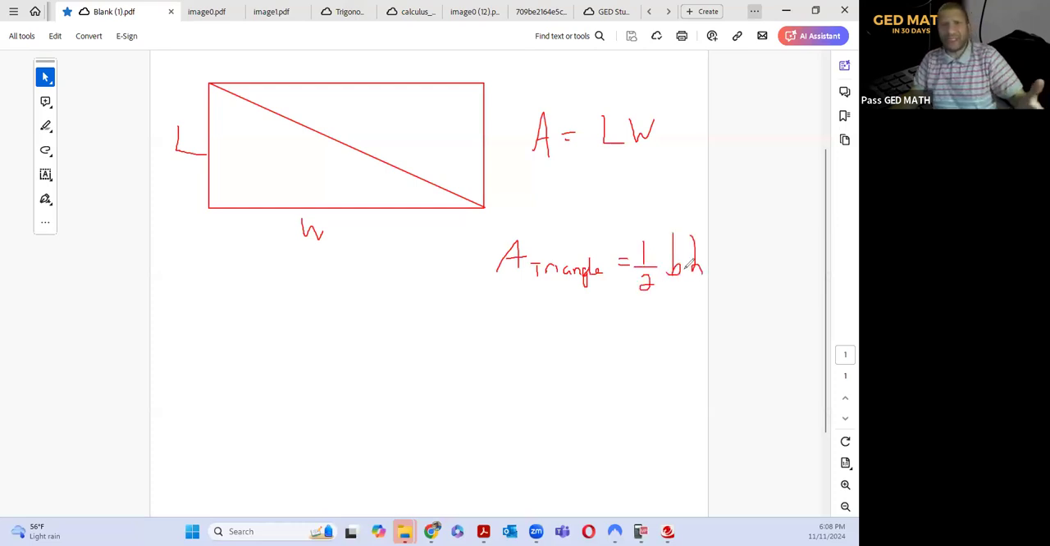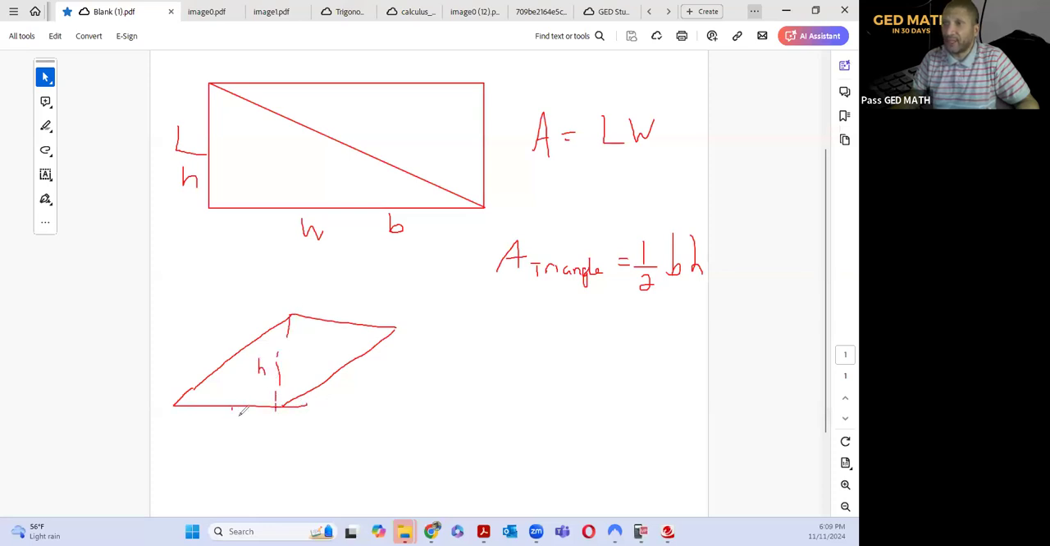Oh, Mr. Tinsley, where did they get the base from? Where did they get the height from? The base is here, just another variable used instead of width. Your height is here. So if you think of your length and width as base and your height, then your parallelogram, and this is a bad drawing, that's your height, that's your base. So area is pretty easy.